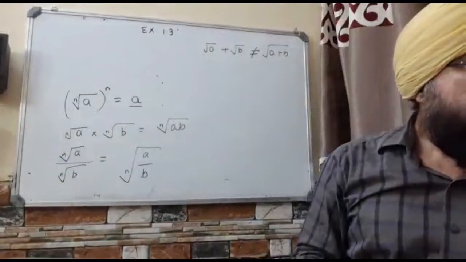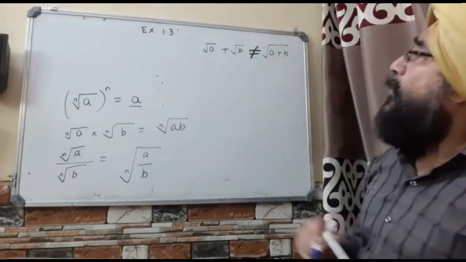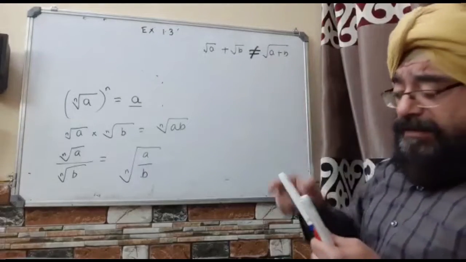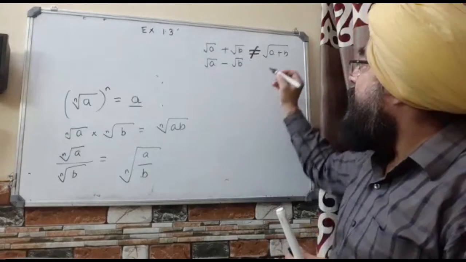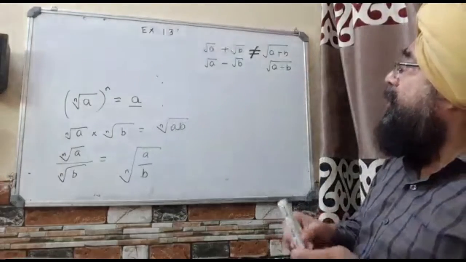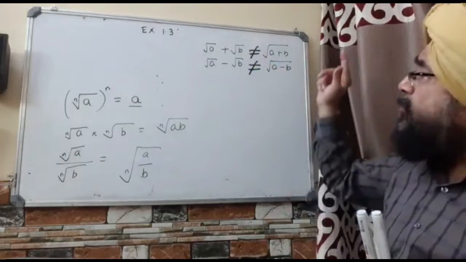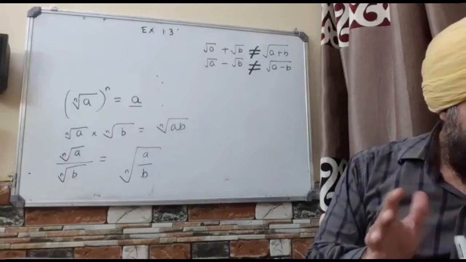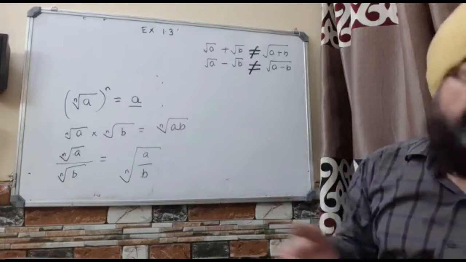You can see I have written here it is not equal to. Root A plus root B is not equal to root of A plus B. Likewise, root A minus root B, you must be thinking is root of A minus B, but it is not equal to. Under root A minus under root B is not equal to under root of A minus B. Moreover, this is what you should not think, followed by what you should actually think.